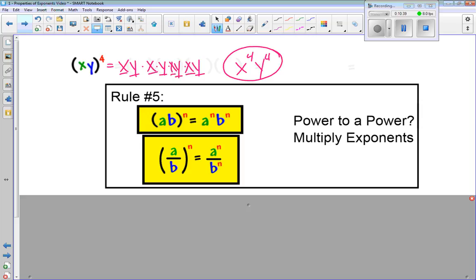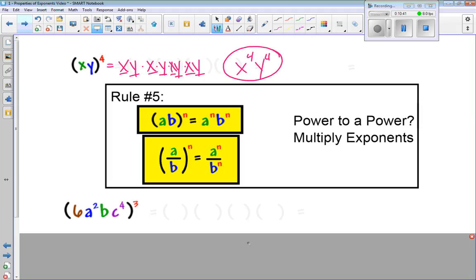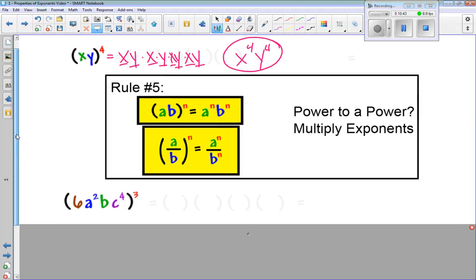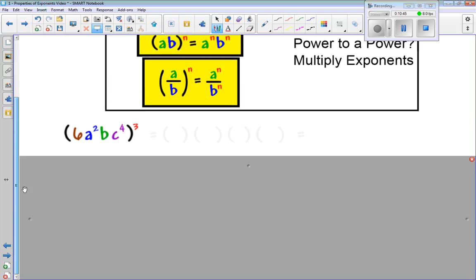Before we get to that trick, let's practice a few problems. So here we have this one. We're going to do it one step at a time. 6 to the power of 3 is 6 times 6 times 6. 6 times 6 is 36, and 36 times 6 is, let me pull out my calculator, 216. So the first thing we have is 216.